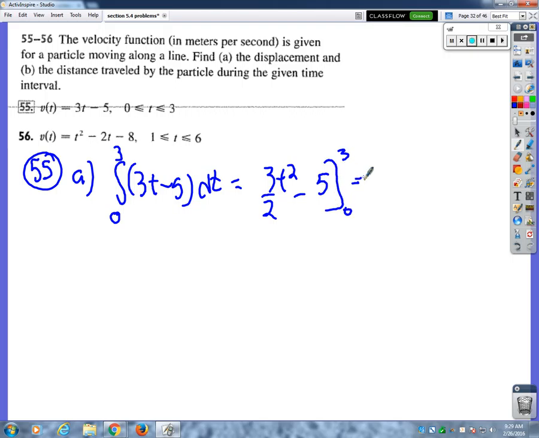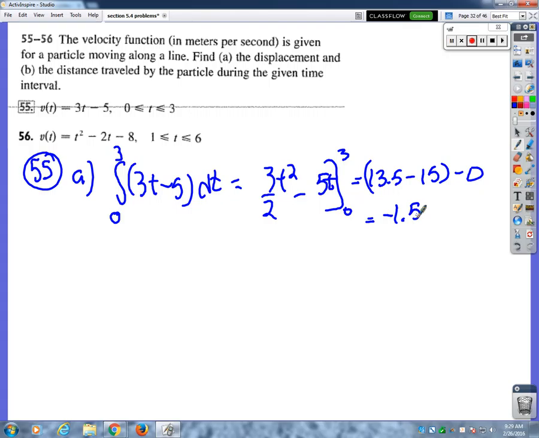So if you plug in 3, you get 9 times 3 is 27, divided by 2 is, what's 27 divided by 2? 13.5? Okay. Minus, if you plug 3 into there, you get 15. And then technically we have to plug 0 in there also, but that's just 0. So the answer to part A is negative 1.5. Okay, so that's all good.